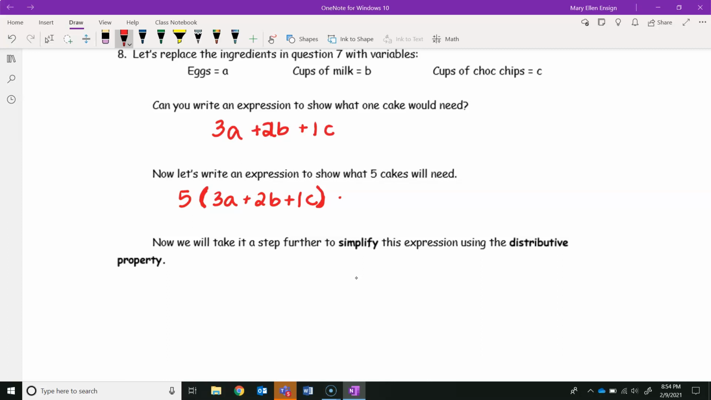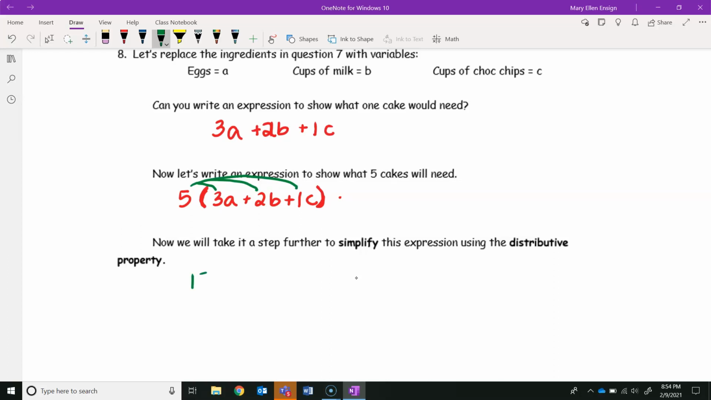So again, think about that cake, right? If I'm making 5 cakes, I can't just use 5 times as many eggs. I have to use 5 times as many cups of milk and 5 times as many cups of chocolate chips. So this 5, we often draw little lines like this just to remind ourselves that this 5 gets multiplied by everything inside there.